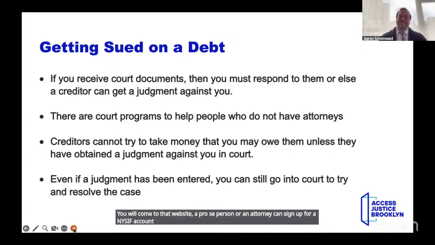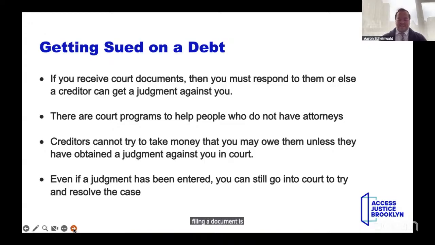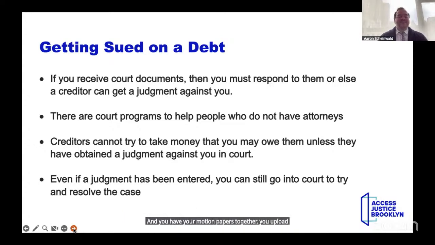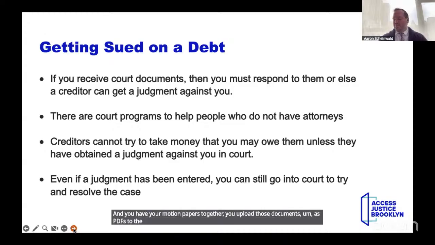You can opt into NYCEF filing as a pro se litigant if you want to. There are certain benefits to that. Namely, generally speaking, filing a document is service, and it happens instantaneously. So if you were filing, for example, a motion to dismiss against a landlord, and you are pro se, you sign up for e-filing and get yourself an e-filing account, which is not as easy as it sounds, but let's just say you do. And you have your motion papers together, you upload those documents as PDFs to the NYCEF website. You pay a filing fee if you need to pay a filing fee, depending on what court you're in. You hit file, and boom, those are served and filed, subject to the clerk's review, obviously, right?